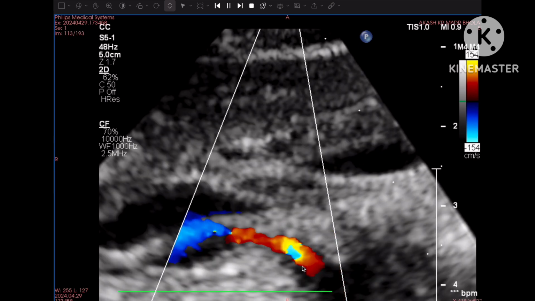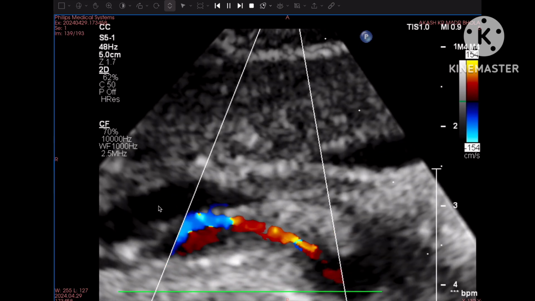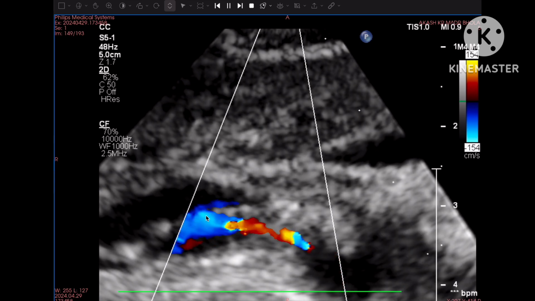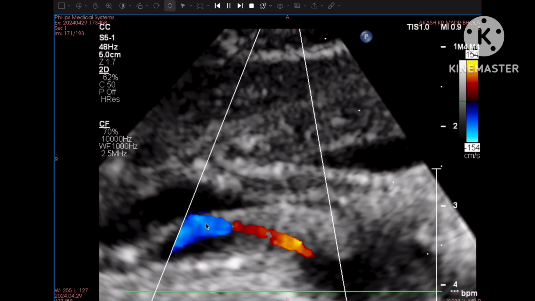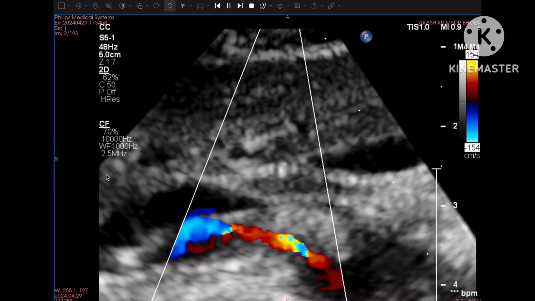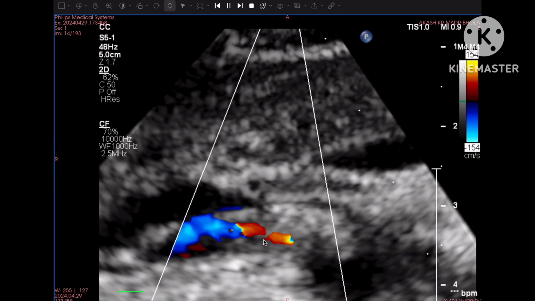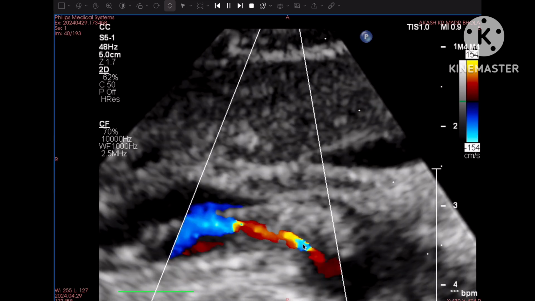This is the proximal ostial portion, this is the proximal portion, and this is the inferior vena cava. The right renal artery passes just posterior to the inferior vena cava. This portion is the right side and this portion is the left side. So this is right renal artery stenosis.